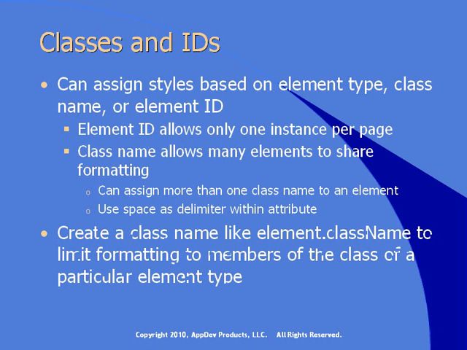You create a class name like element.classname. This is pretty cool. To limit the formatting to members of a class that also have to be a member of a particular element type. So for example, if I wanted a special class name, maybe Make Me Bold is my class name, but I only wanted this style to apply to elements that had the class name Make Me Bold who were also, say, H1 elements, I could name the class H1.MakeMeBold, and then that style would only apply to H1 elements who also had a class name of Make Me Bold. Again, this is a way to handle inheritance or cascading of style sheets to limit within a certain page certain styles to certain kinds of elements.